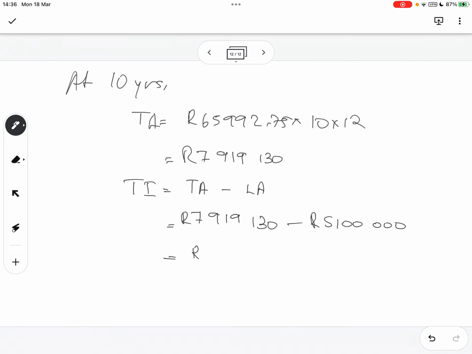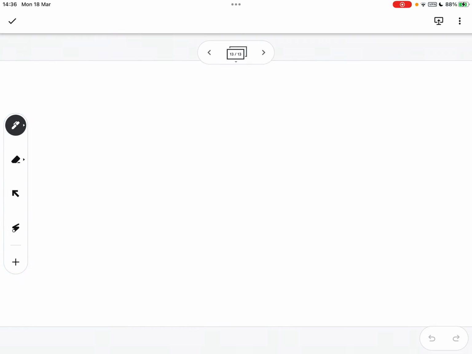Minus 5,100,000, and the total interest paid is therefore 2,819,130. Wow, so there's always an interest that you pay. That's not nice.